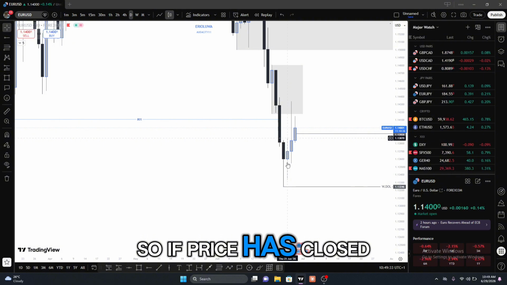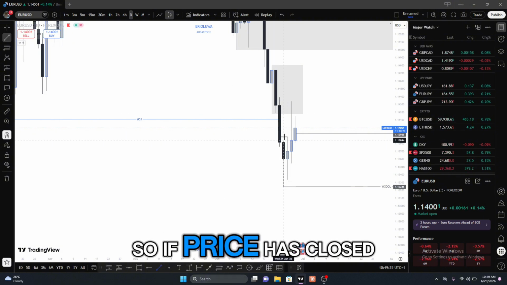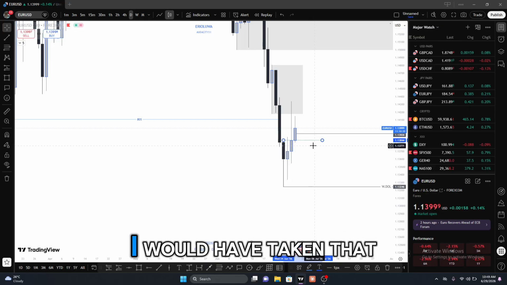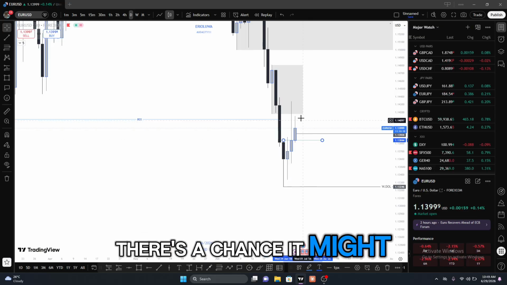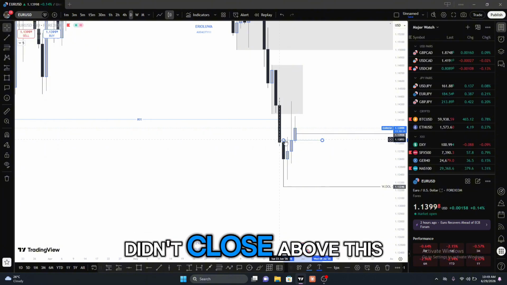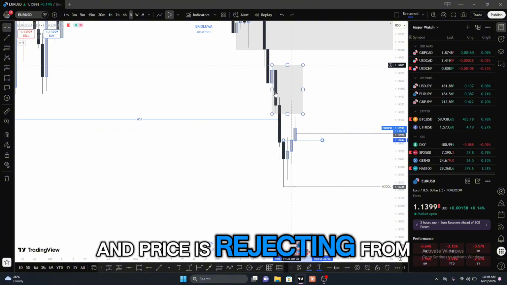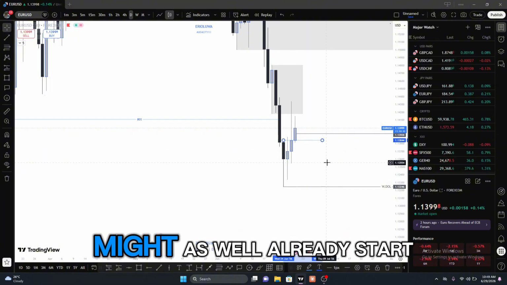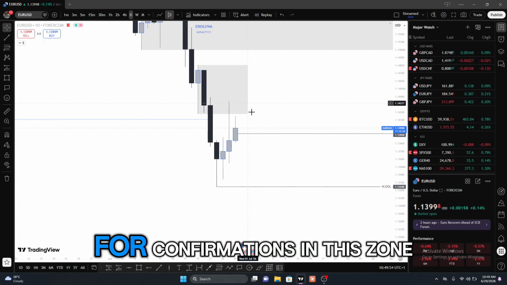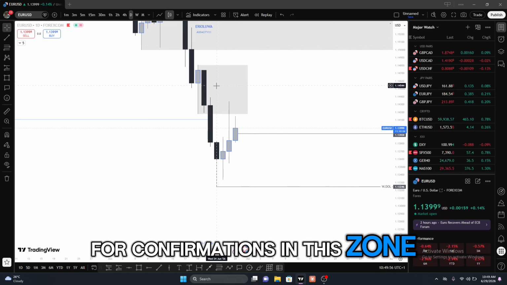If price had closed above this on Friday, let me show you, I would have taken it as okay, there's a chance it might still bite this level. But since price didn't close above this and is rejecting from a daily level, we might as well already start the bearish move here. So I'll just be waiting for confirmations in this zone, right?